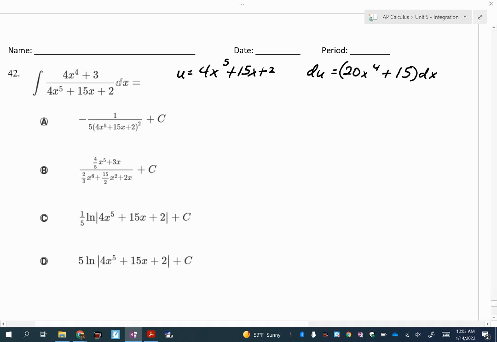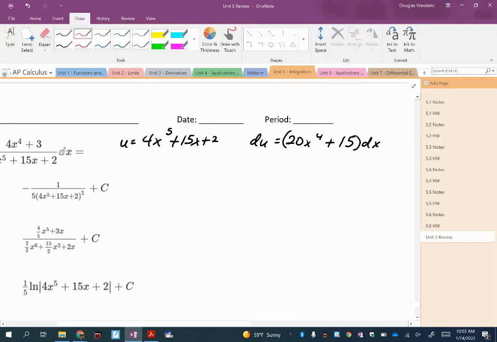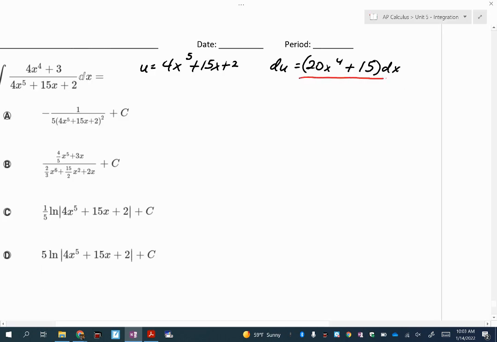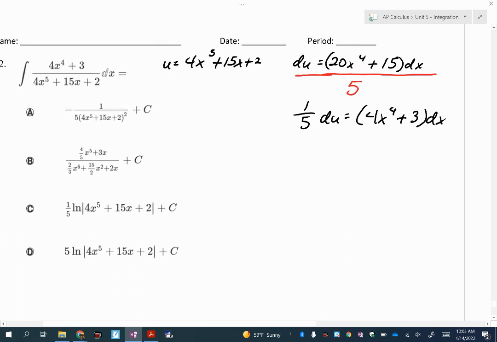Looks like I've got to divide out by 5. So divide everything by 5. You remember how I'm going to write that. As 1/5 du is the same as 4x to the 4th power plus 3 dx. All right, so now I'm ready to do my substitution. That's going to be du over u, and then put that 1/5 out front.